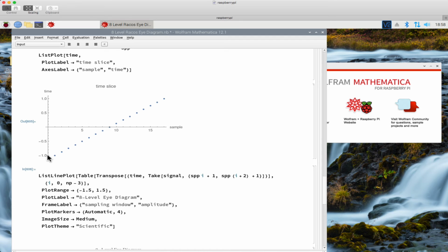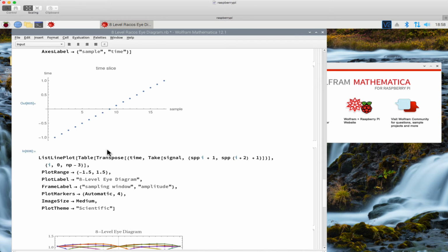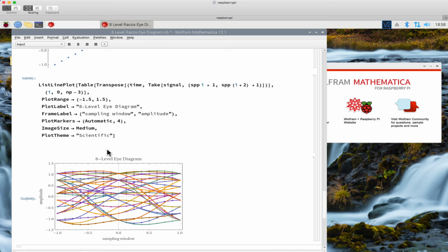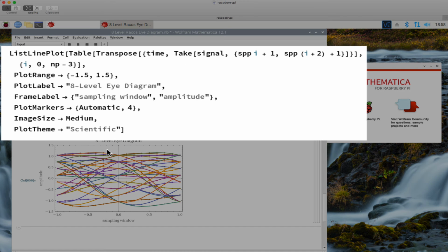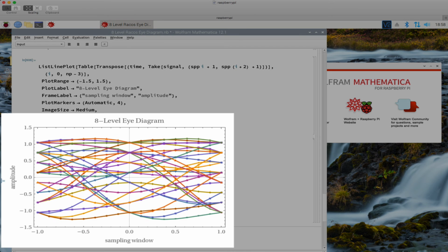We can then slice the transmitted signal into the individual symbol periods and overlay the result. And that gives us the eye diagram. Notice at the instant when the intersymbol interference drops to 0, each of the 8 amplitudes are uniquely distinguishable.